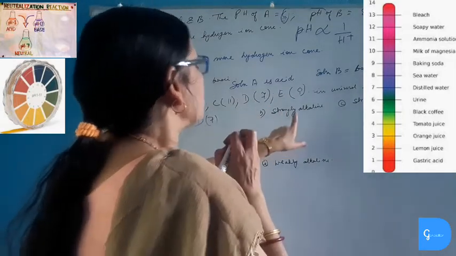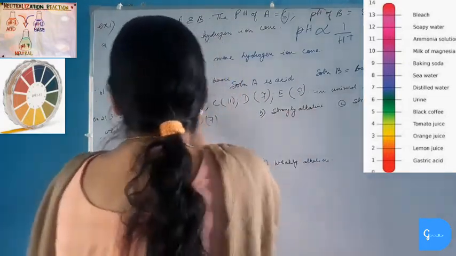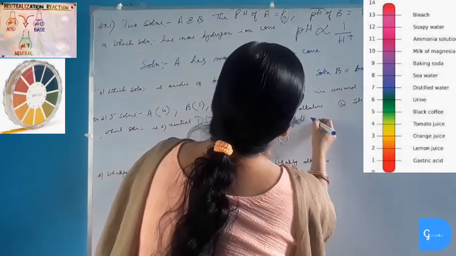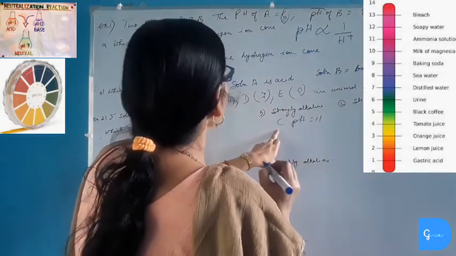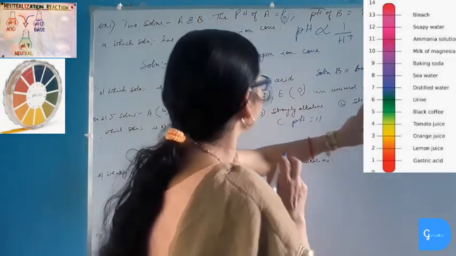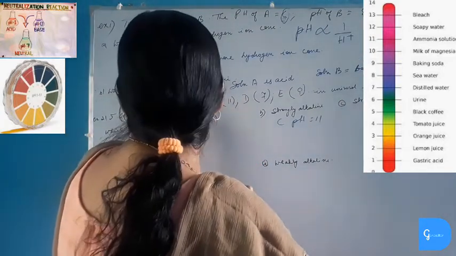Strongly alkaline. Strongly alkaline means it will have maximum pH value. So maximum pH value here is C. pH is equal to 11. So C will be strongly alkaline. Strongly acidic. We have the lowest pH value. So B will be strongly acidic because it is having the lowest pH value.